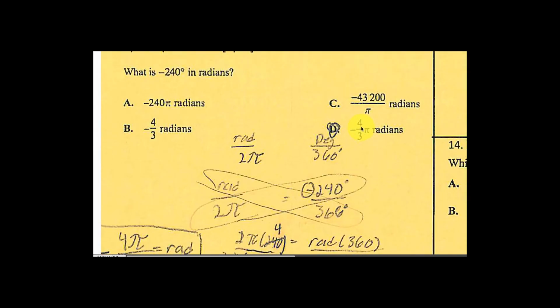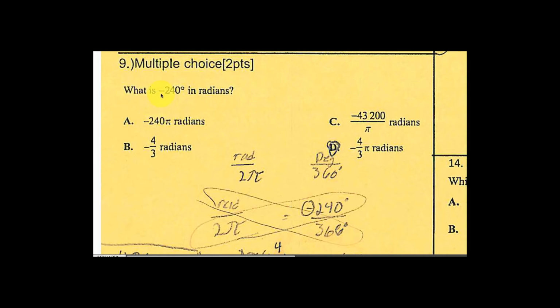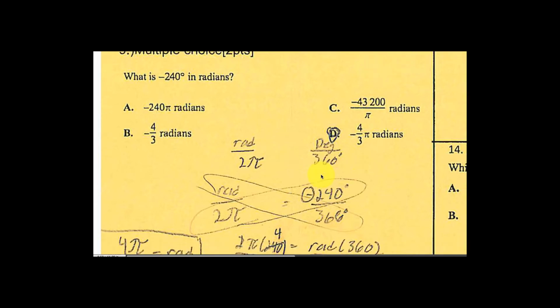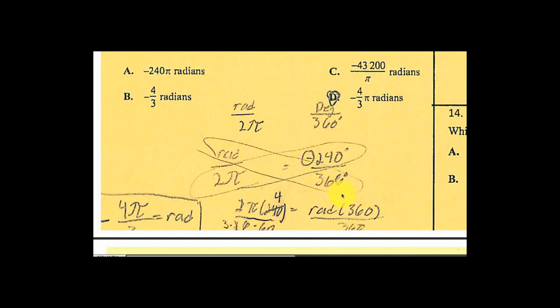All right, question number 9. Multiple choice. What is negative 240 degrees in radians? The student wrote the awesome proportions. They know that our angle is negative 240 here. They multiplied here 2 pi times negative 240, and this is the same thing as radians times 360, divided by 360. They broke the factors to 6 and 60. 6 goes into 240 40 times.